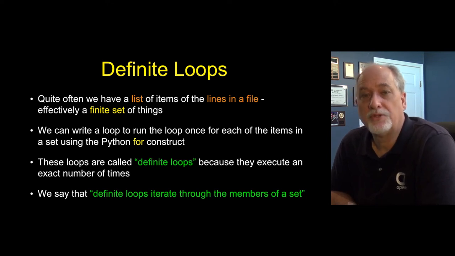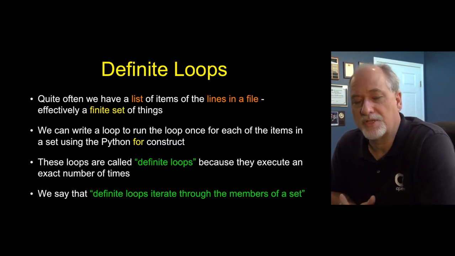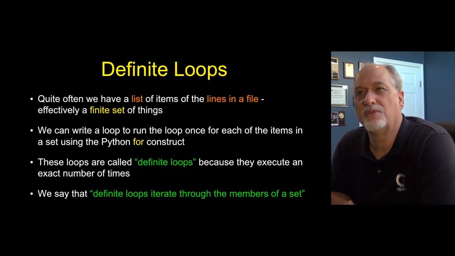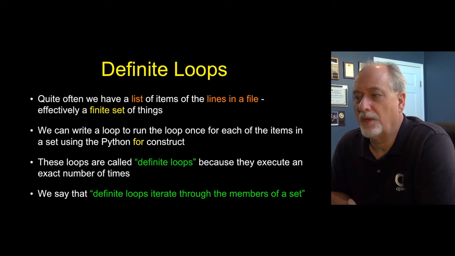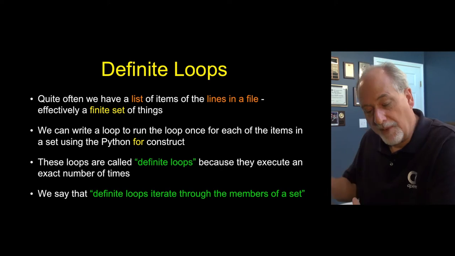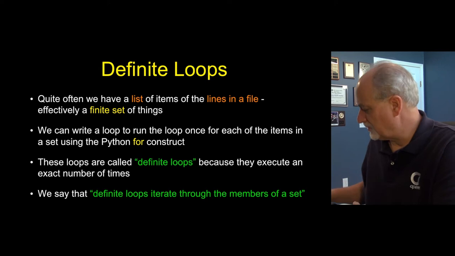So definite loops use the for keyword, and the idea of a definite loop is it's going to loop through some set of things. It might be a set of lines in a file, a set of characters in a string, or a set of strings in a list of strings, but whatever it is, it's going to run a finite number of times depending on the thing that it's looping through. And we like this, it's an easier way to construct it, and we actually don't have to deal with the iteration variable. The for loop includes a mechanism to construct the iteration variable for us. So definite loops iterate through the members of a set.